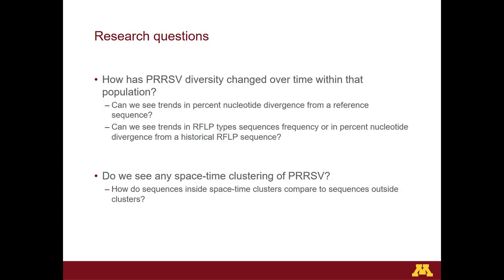Specifically, can we see trends in percent nucleotide divergence from our reference sequences? So when we compare to the historical sequences, how are they changing? Can we see trends in RFLP type sequence frequency or in percent nucleotide divergence from our historical RFLP sequences as well? And lastly, do we see any space-time clustering of PRRS within all of our database? And if we do see space-time clustering, how do sequences inside the clusters compare to sequences outside the clusters?